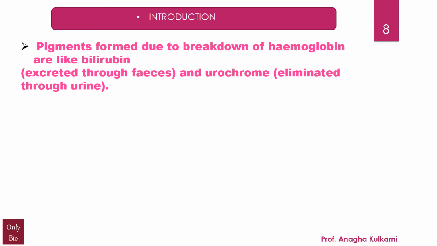Now, this process of breakdown of the RBCs is called hemolysis, in which the hemoglobin gets broken down to form bilirubin and biliverdin. Okay, and when it is further processed, we also get urochrome. So, bilirubin is excreted via feces and urochrome is eliminated via urine.